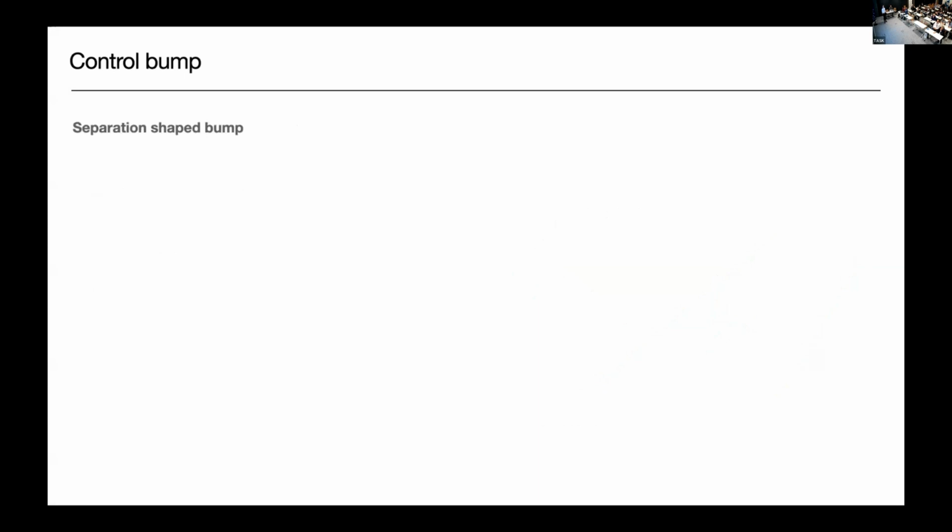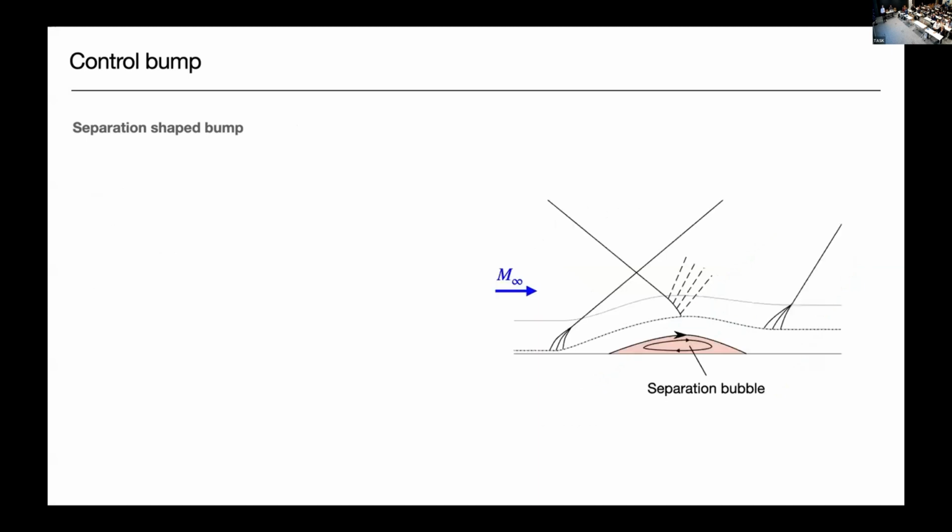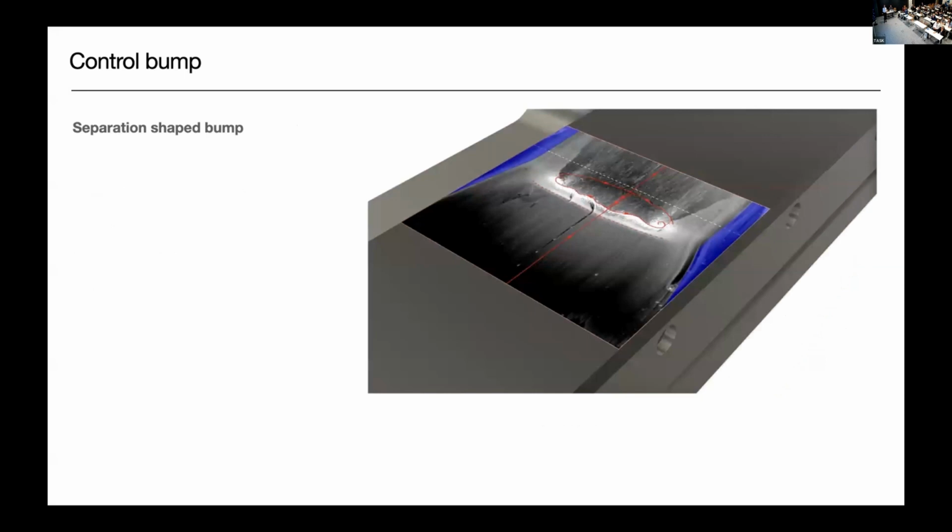So we decided to just start by creating a bump that was shaped like the separation bubble itself, because we didn't know what would be the optimal shape. So we decided that was a place to start. We literally took the time-average separation bubble shape and created a bump that matches that. But we did this in 3 dimensions.